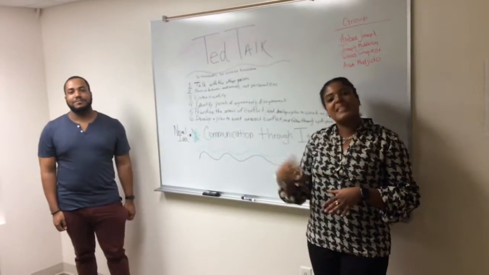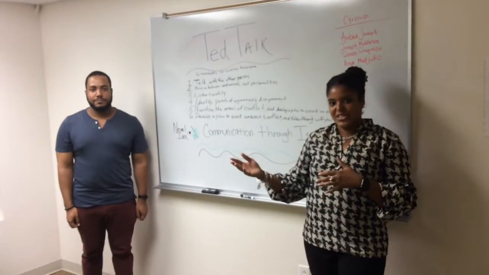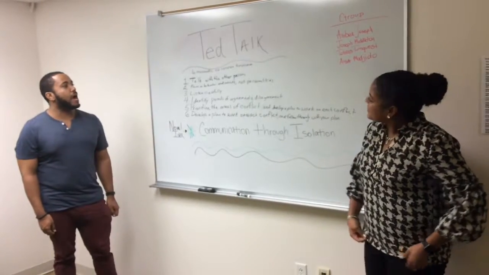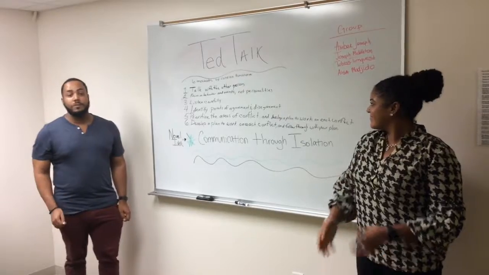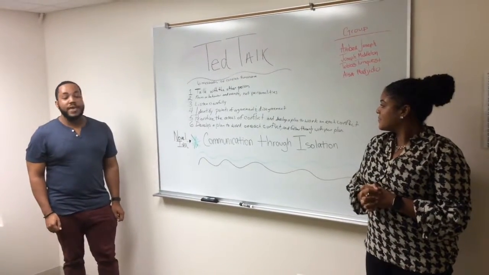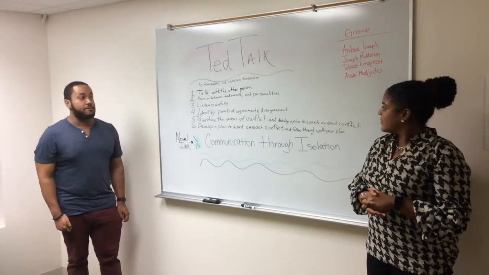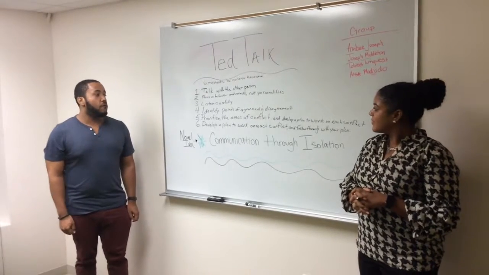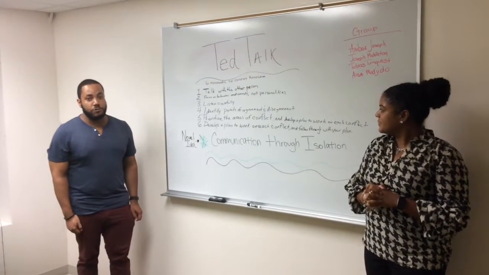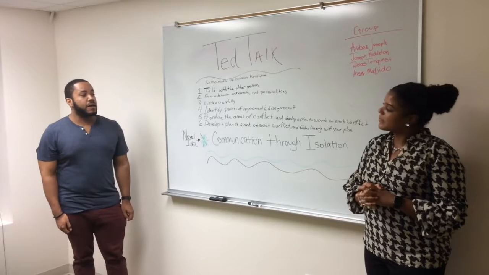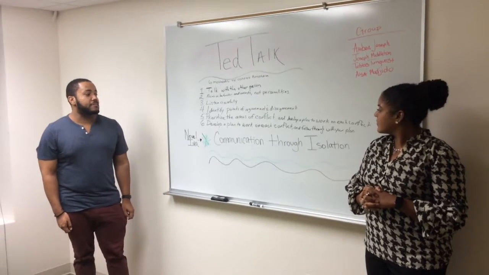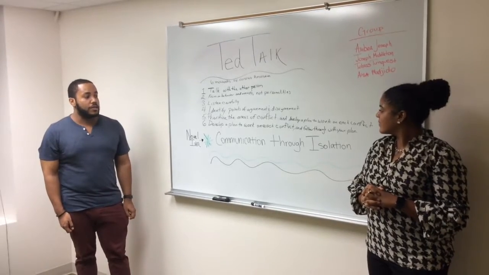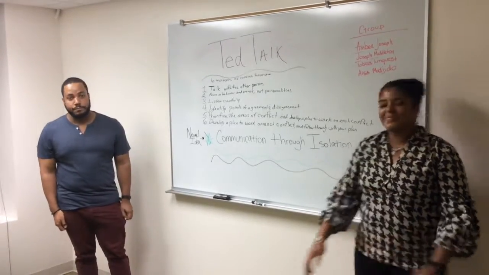And today we will be discussing conflict resolution. Okay, we have 6 common methods of conflict resolution. They are, number 1, talk with the other person. Number 2, focus on behavior and events, not personalities. 3, listen carefully. 4, identify points of agreement and disagreement. 5, prioritize the areas of conflict and develop a plan to work on each conflict. 6, develop a plan to work on each conflict and follow through with your plan.